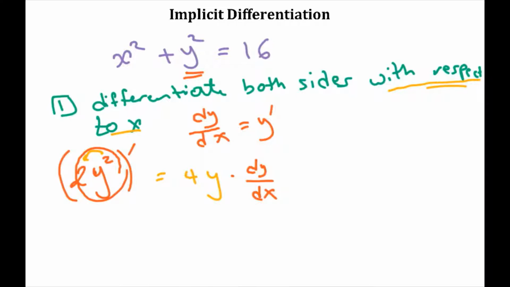Second step, you are going to basically solve for dy over dx. What does that mean? That means you need to get dy over dx alone on one side. So your expression is going to be like dy over dx equals something.